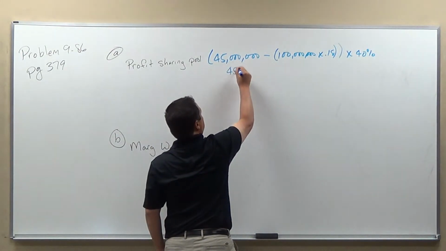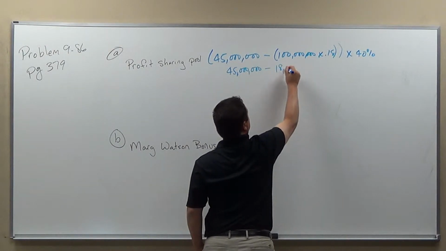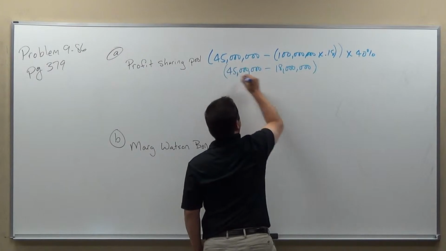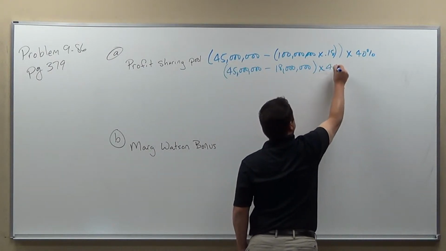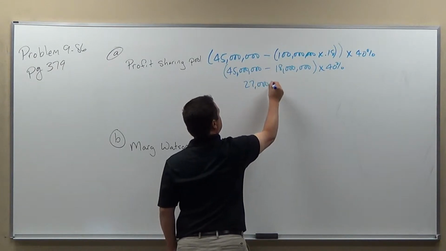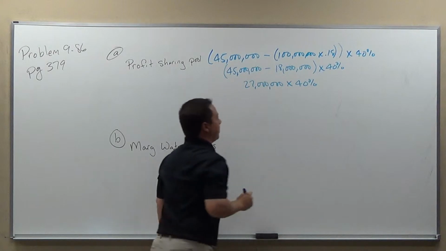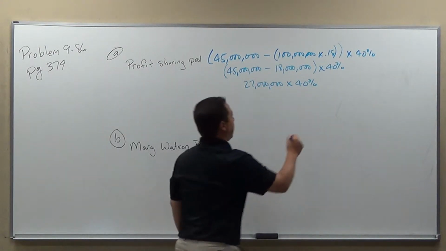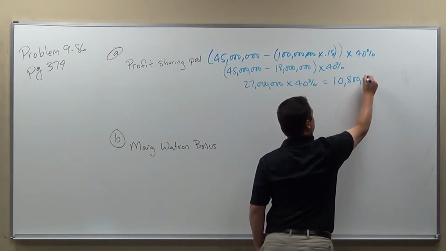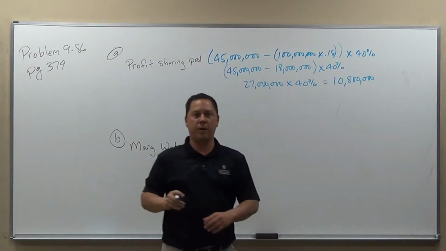All right, so let's figure out what this is going to be here. So we have 45 million minus 18 million. And then we'll multiply that times 40%. And that looks like it's 27 million. And we'll multiply that by 40%. And that should come out to be $10.8 million. So $10.8 million is what we've come up with there.